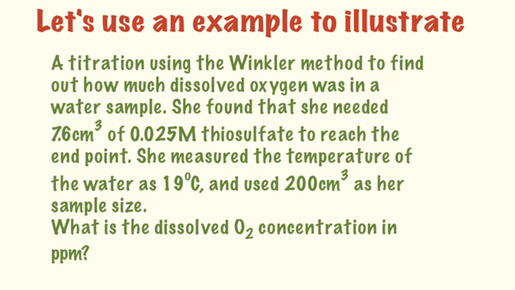So I've given you what sounds like a really, really hard question. I've talked about the fact that a student did this as a titration, and she found she only needed 7.6 cm cubed of 0.025 molar thiosulfate to reach an endpoint. And then it talks about a temperature and a volume of her sample size. Now the question is about how much oxygen we had to start off with. Looks really hard, so let's break it apart and make it a bit easier on ourselves.